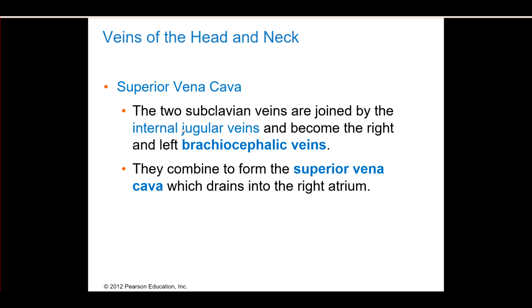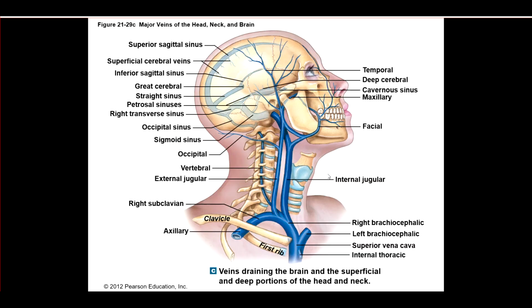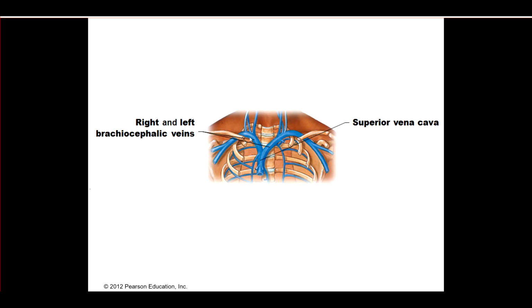Once the subclavian and the internal jugular combine, they form the brachiocephalic veins. There's going to be two, one brachiocephalic on the left, one brachiocephalic on the right. They unite to form the superior vena cava. All right, so they're going to join together to form the superior vena cava. And again, it's going to look like a peace sign when you look at it straight on anterior. Right brachiocephalic vein, left brachiocephalic vein. They unite. Here's your superior vena cava.